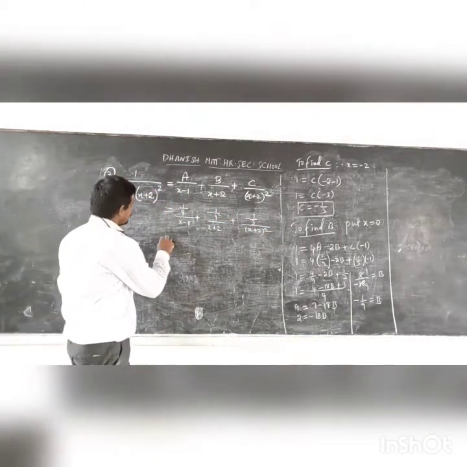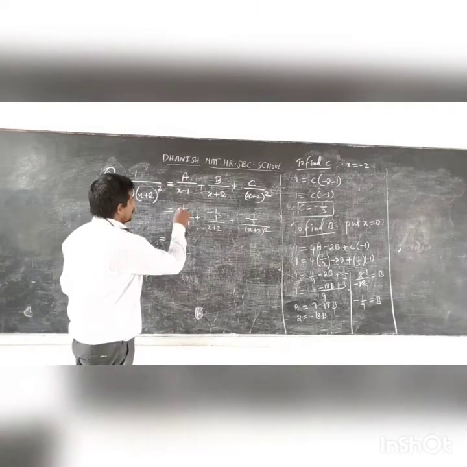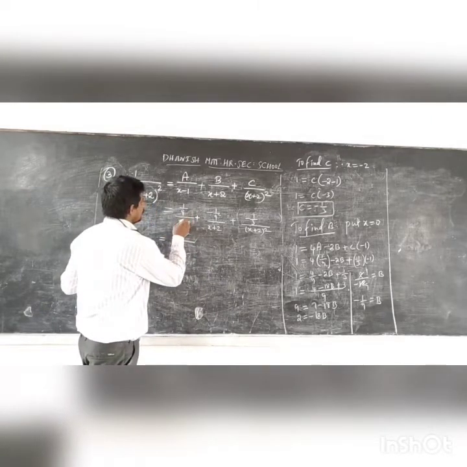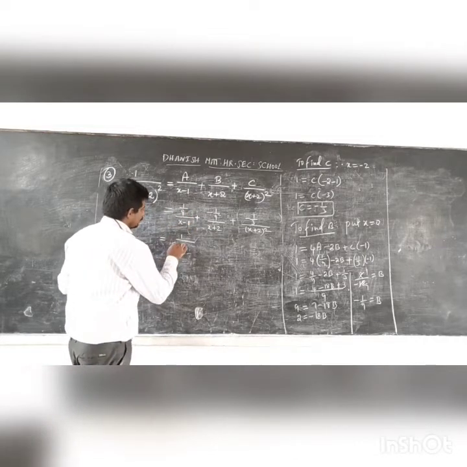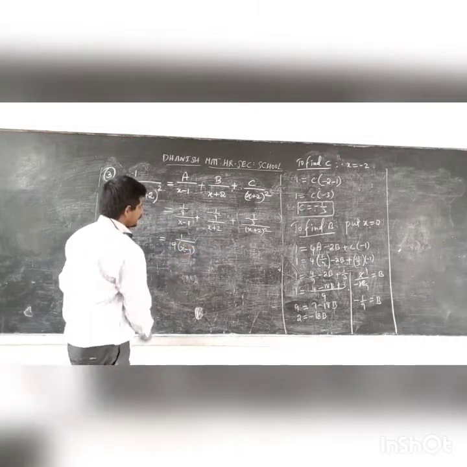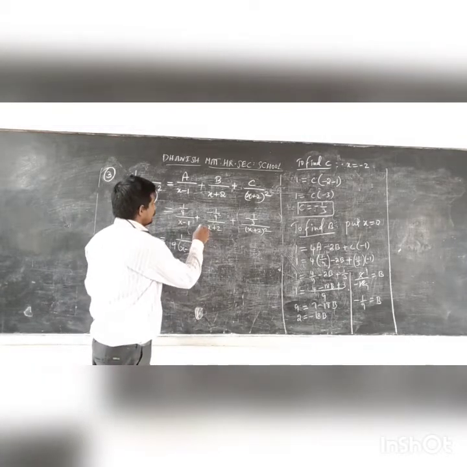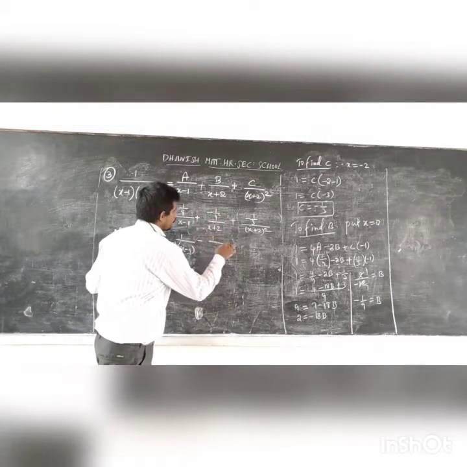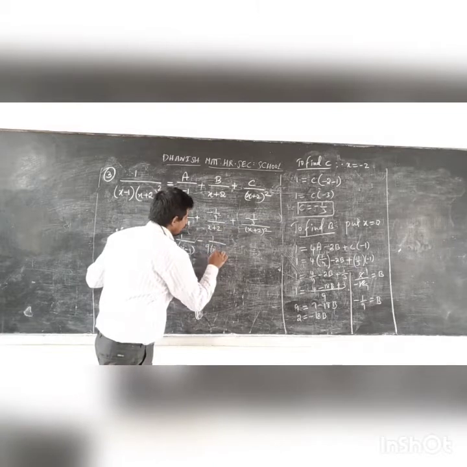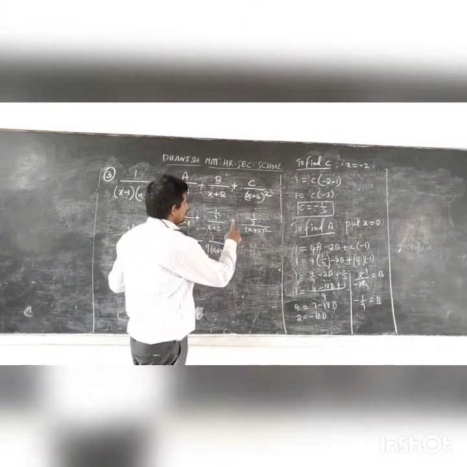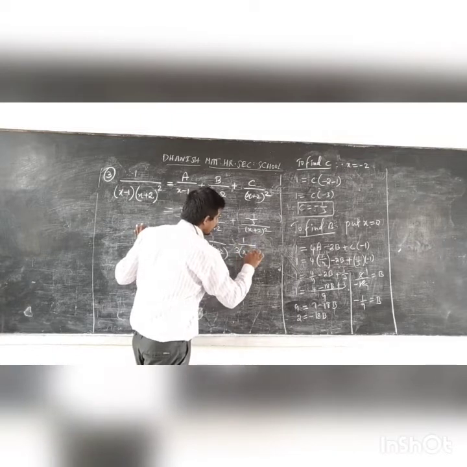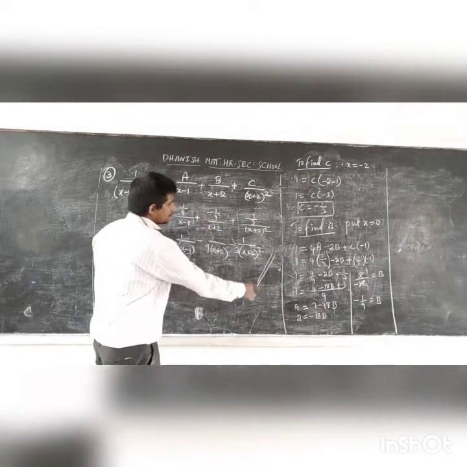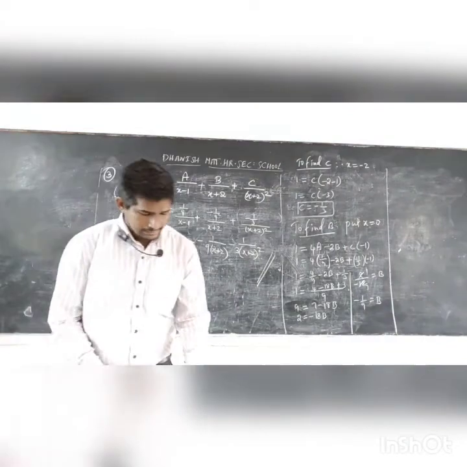Now, the next step would be 1 by this 9 will come into the denominator. So 9 into x minus 1 plus into minus minus 1 by 9 into x plus 2 plus into minus minus 1 by 3 into x plus 2 whole square. This is the required answer.